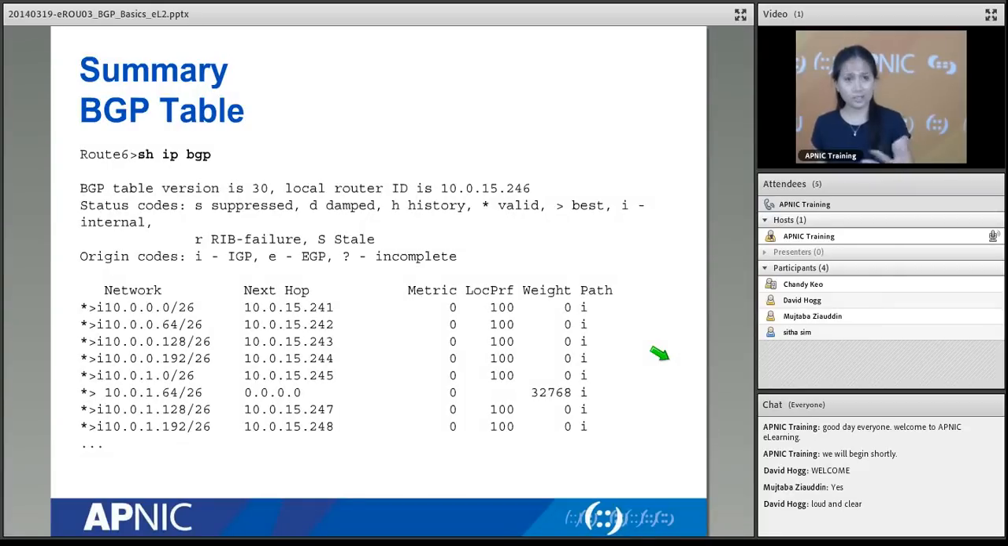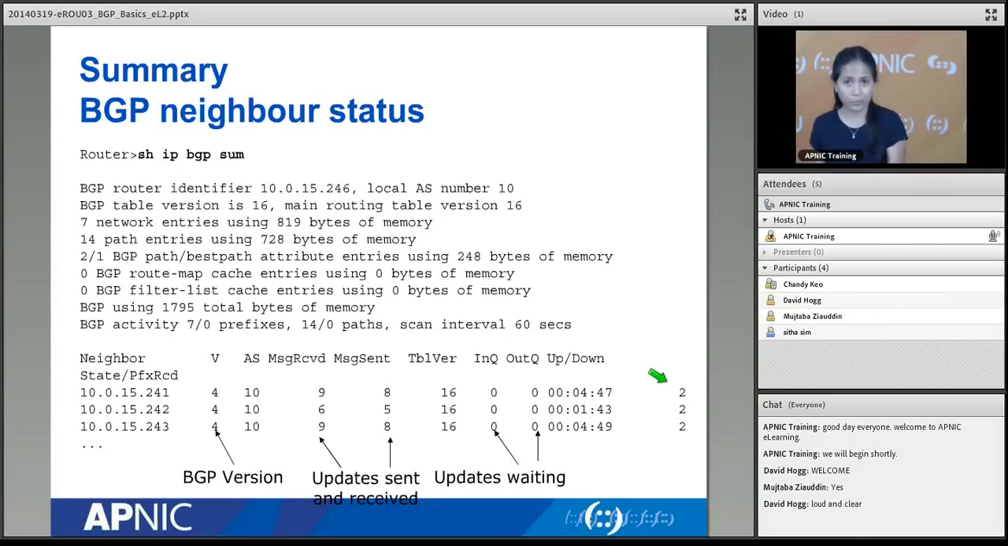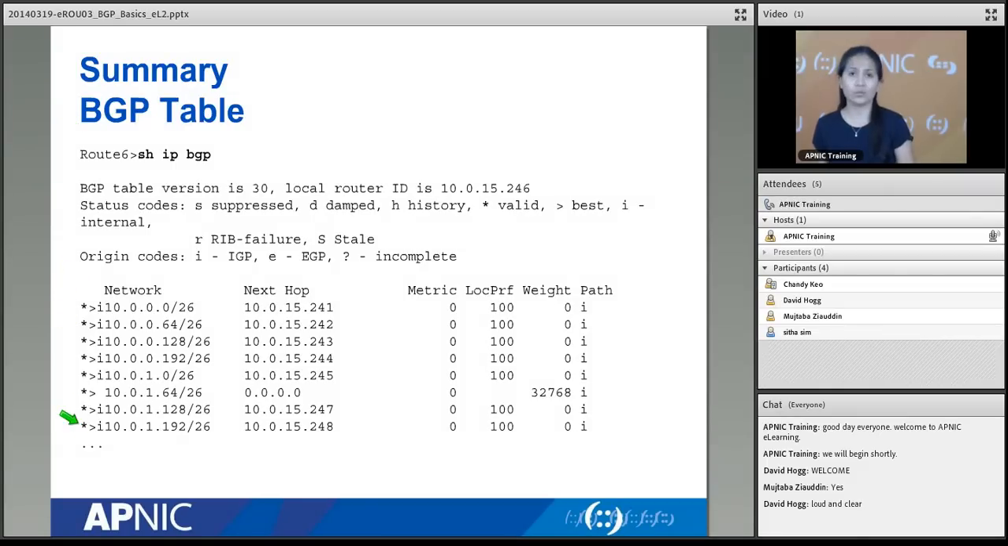If you want to see the entire thing, like in this previous slide, we only see the number of prefixes. But if you want to see all the prefixes that you currently have in your routing table, you can run a command show IP BGP or show BGP IPv4 unicast, show BGP IPv6 unicast, and it will give you a list of all those prefixes.